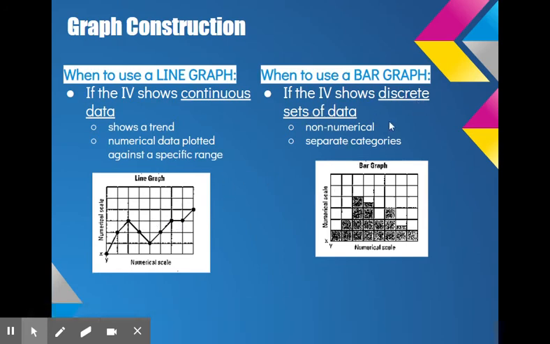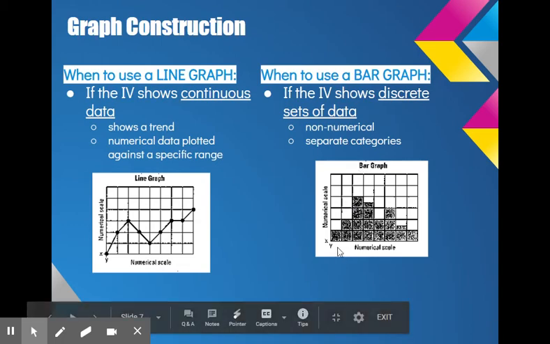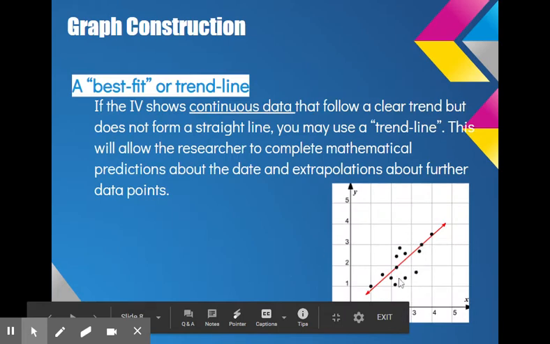For discrete data, or non-continuous data, it's not numeric, you would use a bar graph. So you would put your scale here, this would be your independent, and this would be your dependent, right? So maybe you're doing favorite flavors of ice cream, so you'd put vanilla, strawberry, chocolate, whatever, and then you put how many people that you surveyed chose that particular flavor.